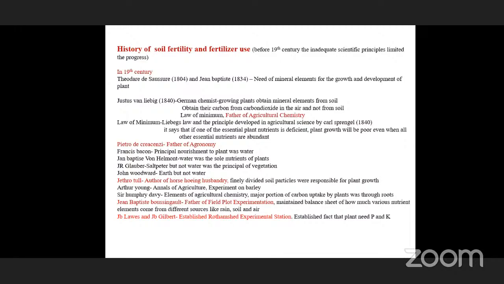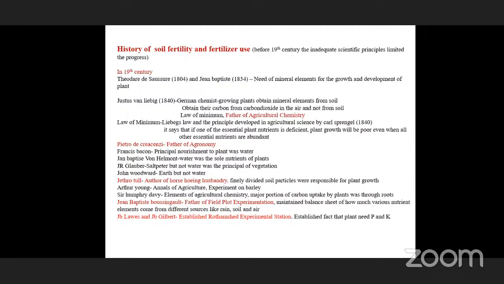Then, he is known as the father of agronomy. Francis Bacon said that the principal nourishment of the plant was water. Plants get nourished due to this water. And then Helmont said that water was the sole nutrient of the plant. मतलब पानी में ही सब कुछ है. ये किसने दिया? ये वन हेलमेंटो है.